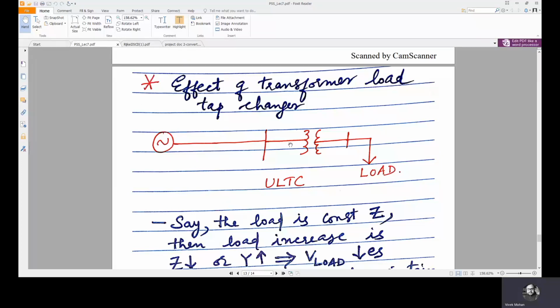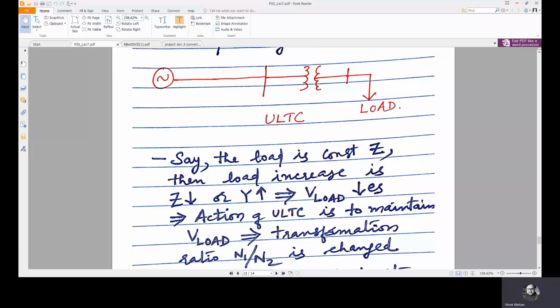So to avoid this reduction in voltage, what will you do? That is why this ULTC is placed here. What is the purpose of this ULTC? To enhance the load voltage profile. So even though the voltage here is bad, the N1 by N2, or the turns ratio of the ULTC, could be varied to improve the voltage profile at the load side. That is what is done by the ULTC.